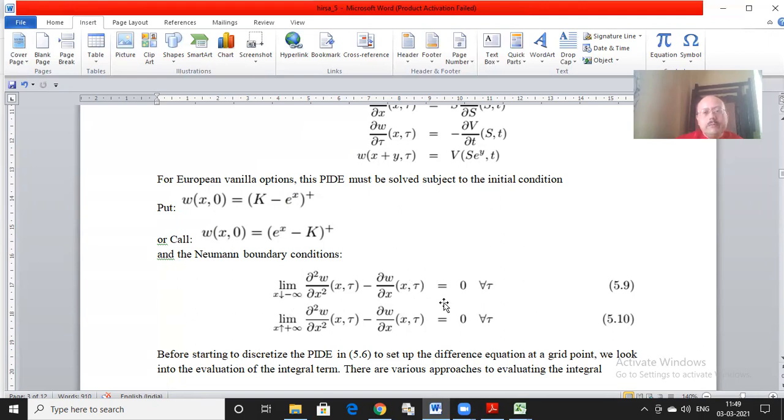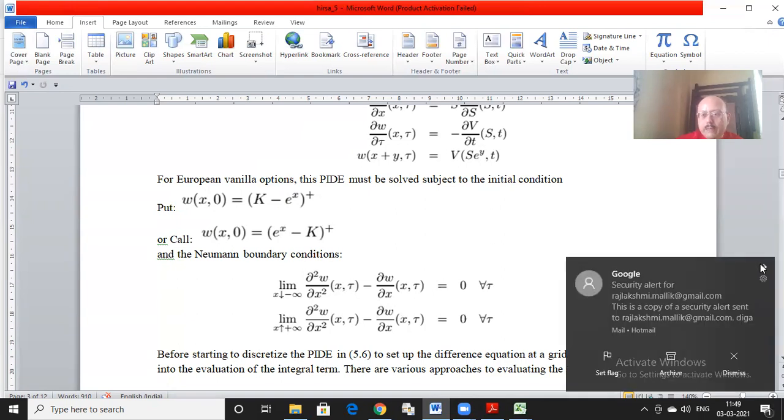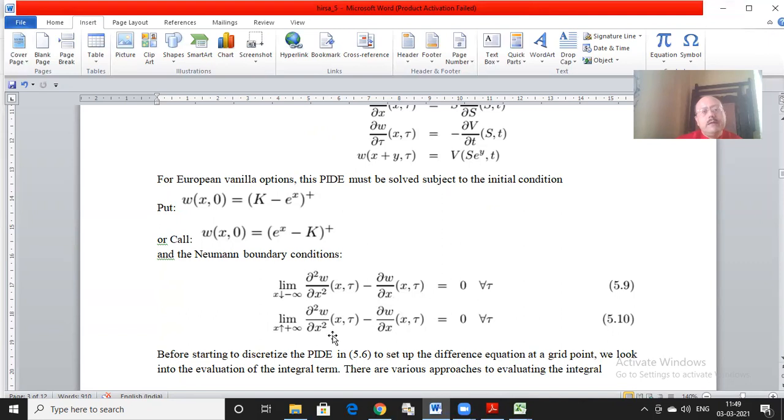the second derivative condition is in 5.9 for all tau, all time points. And when stock price goes to infinity, x also goes to infinity. This is also taken to be 0. Remember, in Neumann boundary conditions, we impose the boundary conditions directly on the derivatives, and typically they are taken to be 0. That's what we did in chapter 4. So we continue with similar arguments.